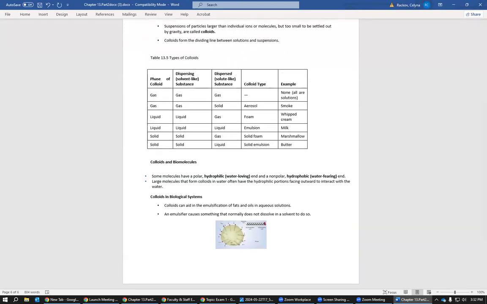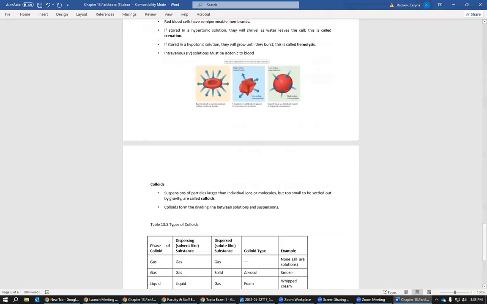And then we have colloids in biological systems. Colloids can aid in the emulsification of fats and oils in aqueous solutions. An emulsifier causes something that normally does not dissolve in a solvent to do so. So that's the end of chapter 13, right?